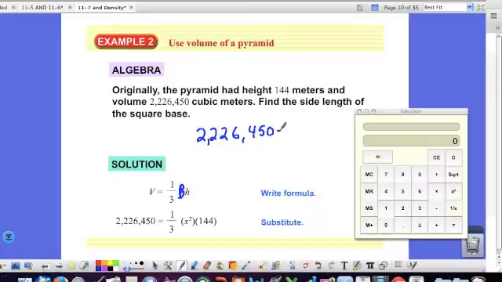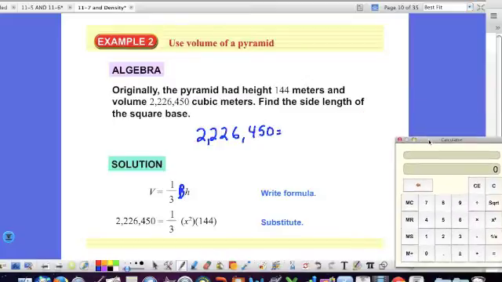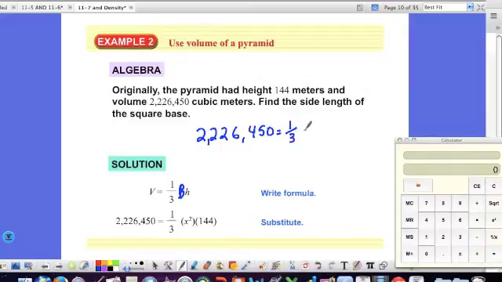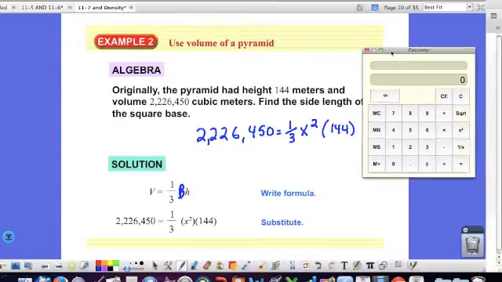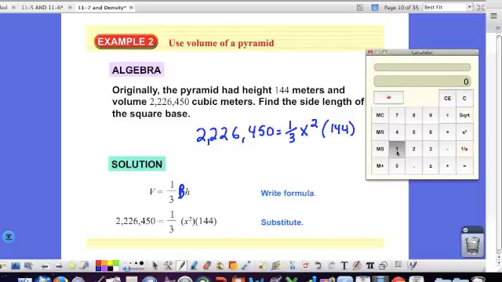2,226,450 is going to equal 1/3, oh, they did this part right, of the base squared times 144. So they did do that right. I was a little concerned since I saw that lowercase b. So 144 divided by 3 is 48.